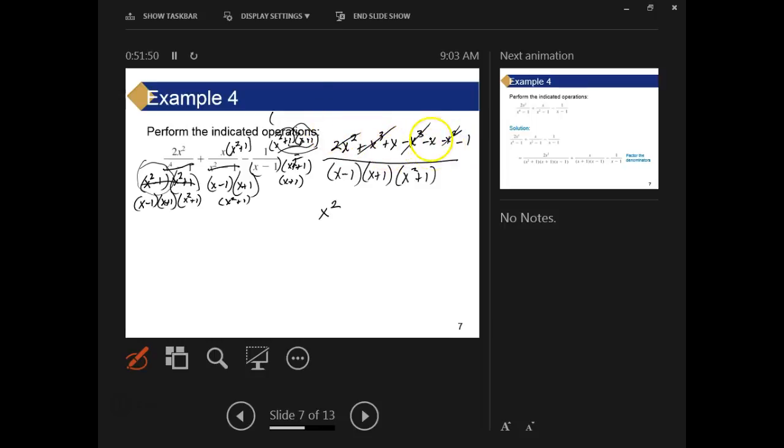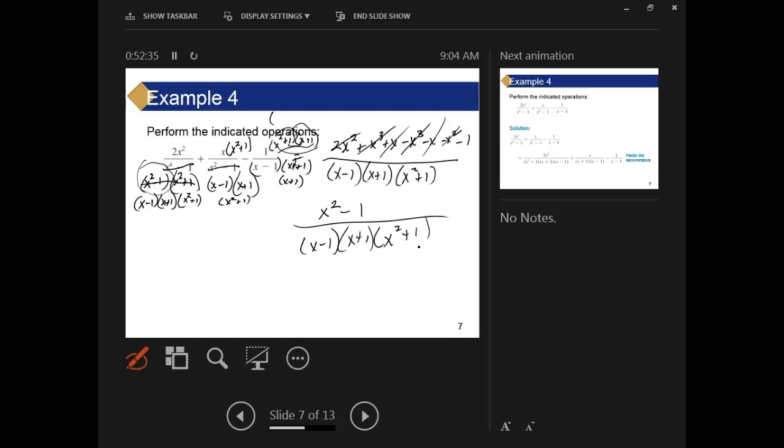And then you have a plus x and a minus x. That adds to 0, right? You see it? Everybody? X minus x is 0, right? And then what else do you have? All you have left is a minus 1. Okay? This is over x minus 1 times x plus 1 times x squared plus 1.